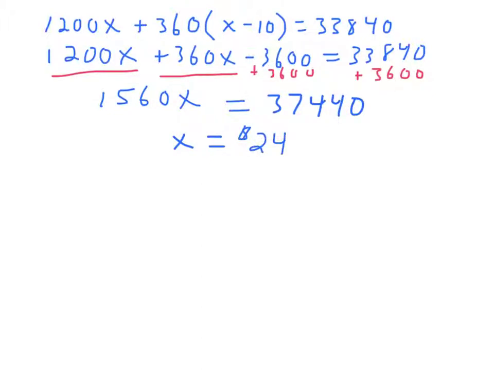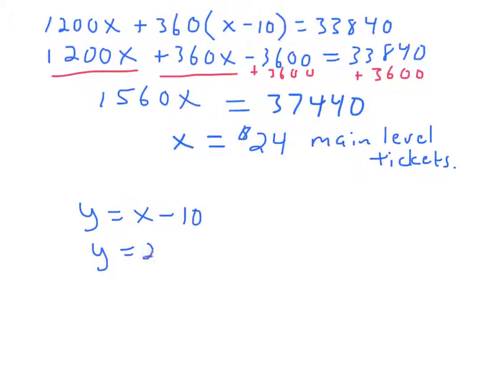Now remember, we let X be the price of the main level tickets. So that's what we just solved for. And remember, the other variable, Y, equaled X minus 10. So if we can just take our answer for X, 24, and subtract 10, that would be $14. And that would be for the balcony tickets.